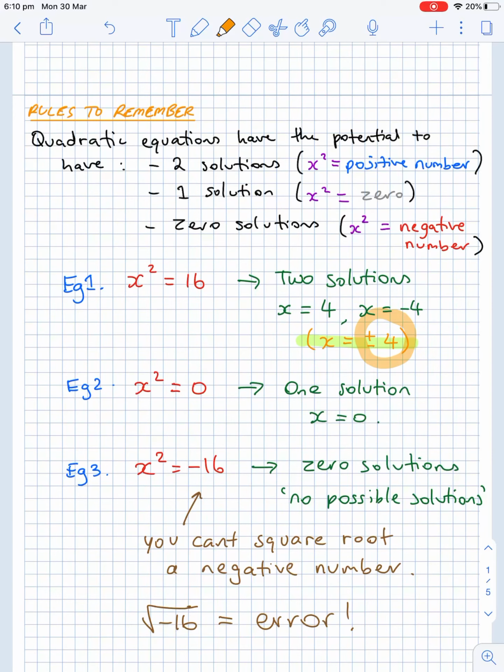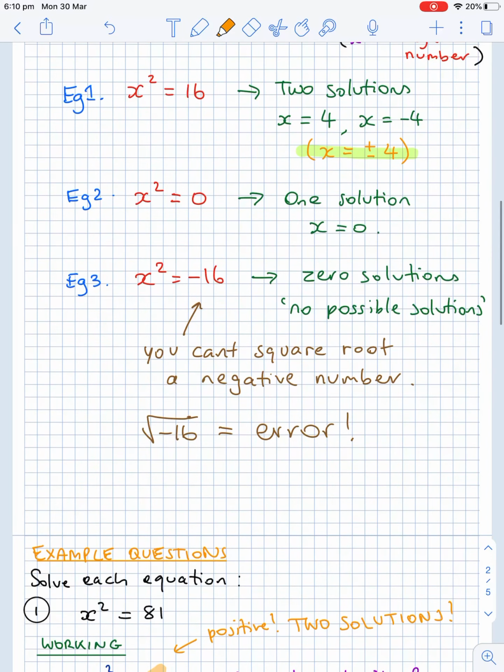It's preferable that you do this because it's just quicker. The way that I got 4 is I square rooted this 16 because that's the opposite of squaring. So the square root of 16 is equal to 4. But you got to remember, plus or minus 4. Two solutions.